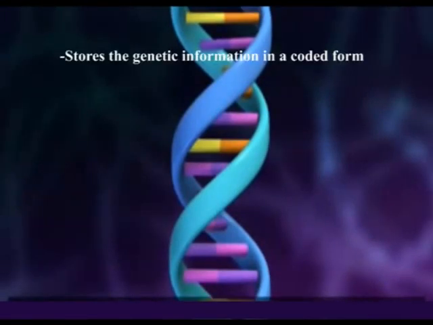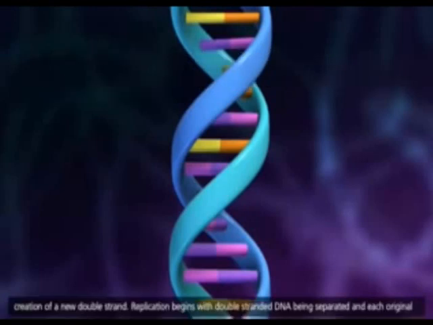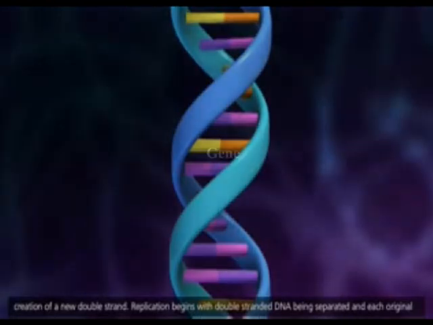The DNA stores the genetic information in a coded form. It allows the transfer of this genetic information unchanged to the daughter cells through replication. The genetic information is encoded or translated into proteins and defines the characteristics of living organisms. But how is the information coded? This is in the form of genes.